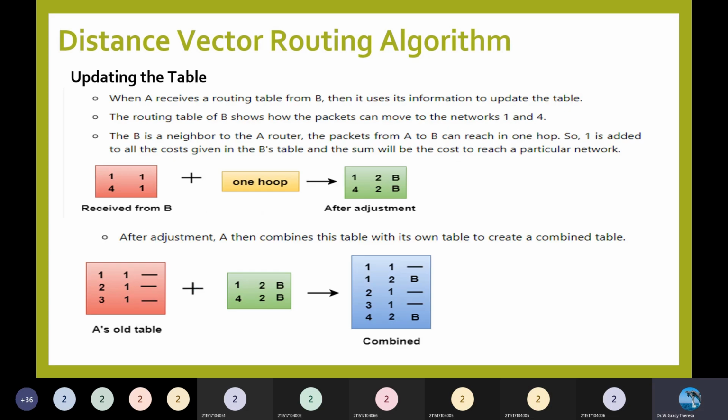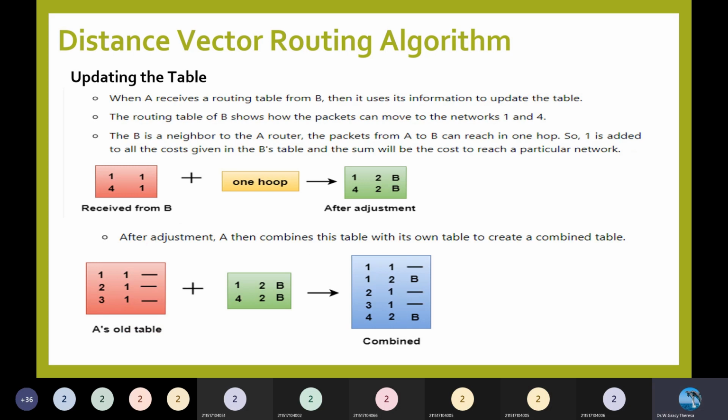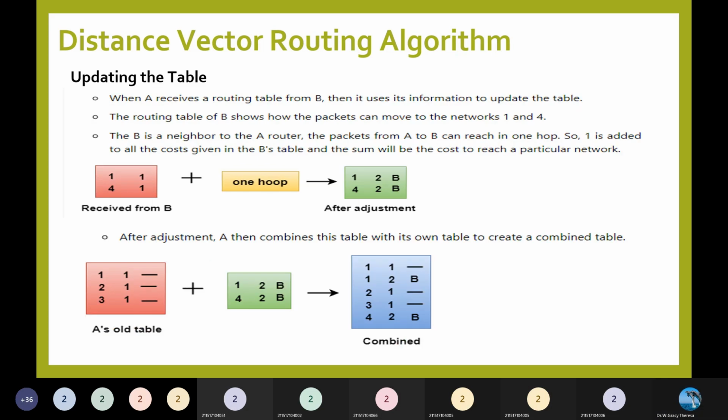This is the important part here, updating the table. So what do we have to do for updating the table? What is the major role in updating the table? When a node, for example A, receives a routing table from B, then it uses that information to update its table. So what information will A use? It will use B's information for updating the table.